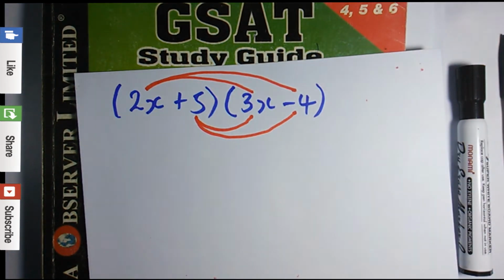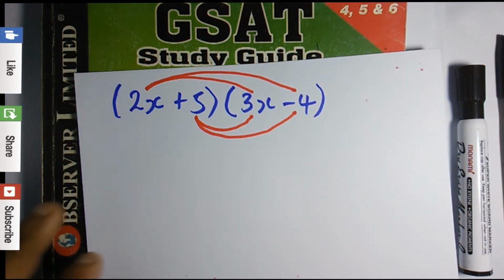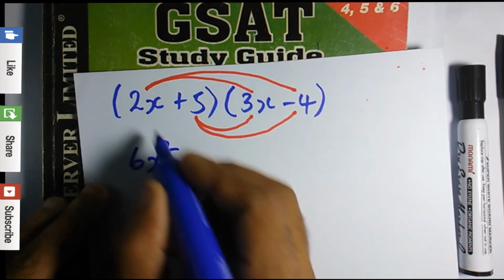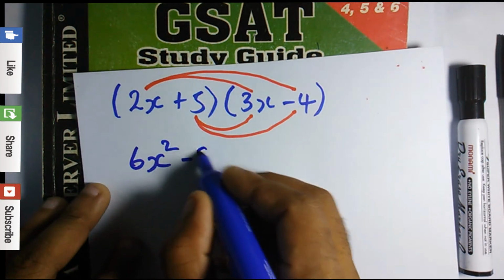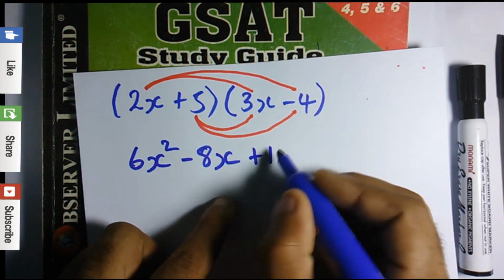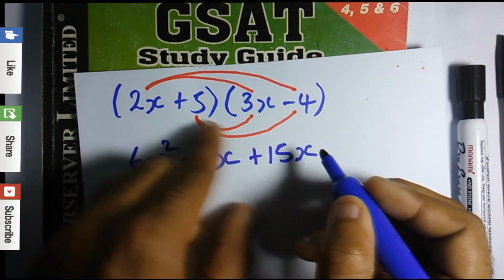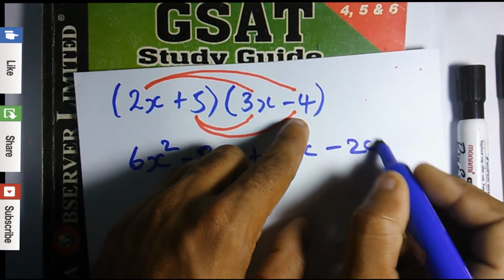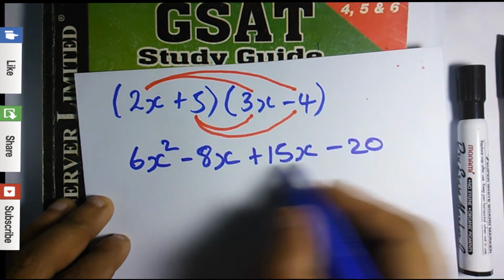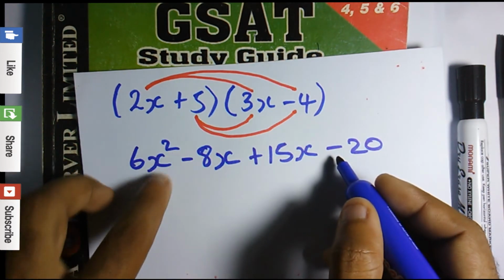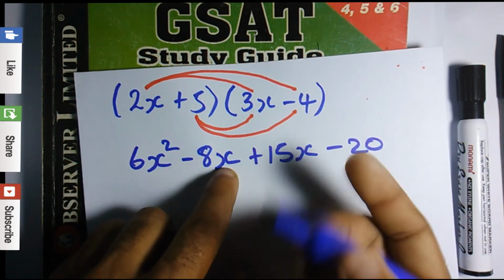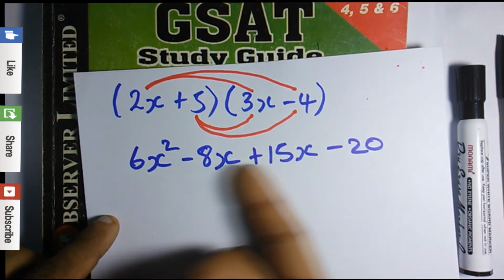So 2x times 3x is 6x squared, 2x times minus 4 is minus 8x, then 5 times 3x is positive 15x, and 5 times minus 4 is minus 20. So the like terms there in the middle: this is x squared, this is x, they are not like terms. We realize this one has a square, this one does not, this one does not also. So these are the like terms.